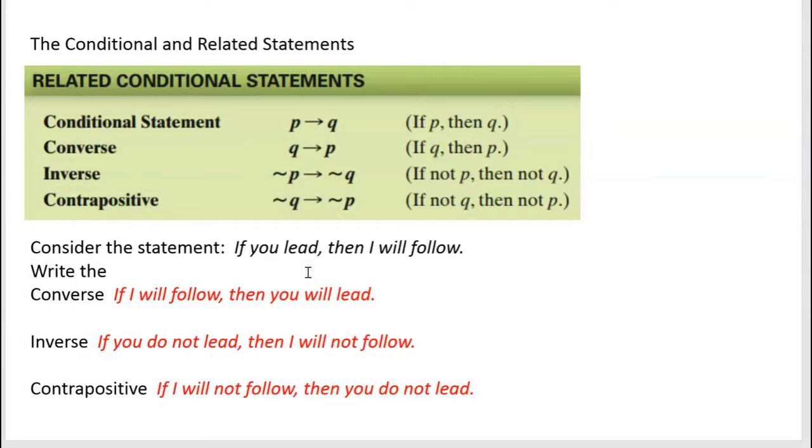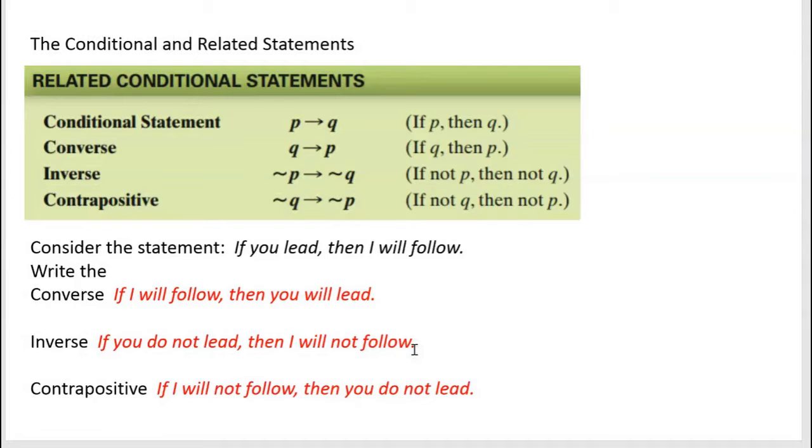Now think about the truth value of this situation. You know, conditional statement, if P, then Q. If you reverse it and find the converse, if I will follow, then you will lead, that doesn't necessarily sound like it would be true if the original one was true, right? Or if you do not lead, then I will not follow. That doesn't necessarily sound true either. But you know what? The contrapositive, if I will not follow, then you do not lead, kind of makes sense. If you lead, then I will follow. And if I will not follow, that means you're not leading, right?